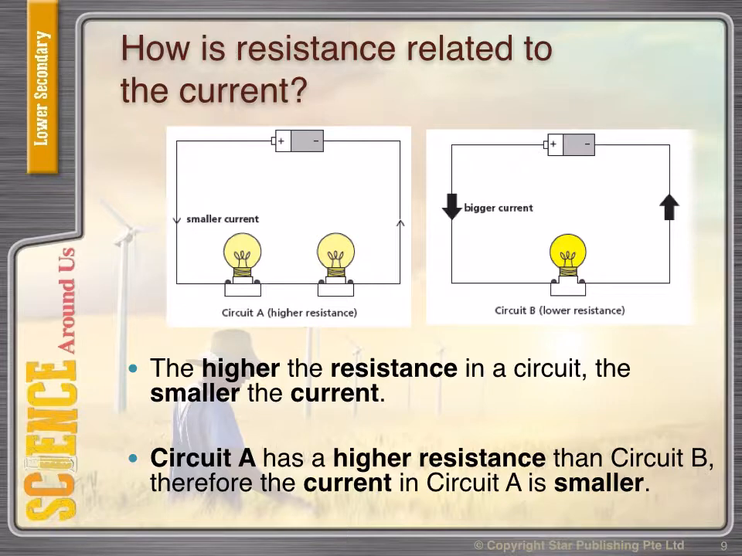Okay, so you compare with circuit B. In this case, circuit B has more current because the amount of resistance in circuit B is lower, so the number of stones or rocks is lesser, so the water can flow through easily. So circuit A, in summary, has a higher resistance than circuit B, and hence the current in circuit A is smaller than circuit B. This is a very important concept in resistance. The higher the resistance, the lower the current.